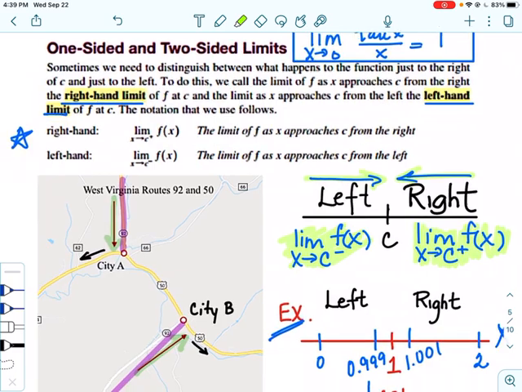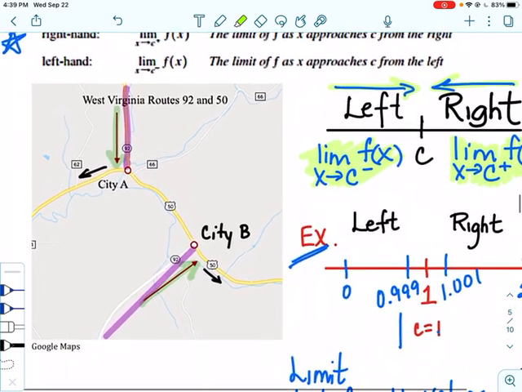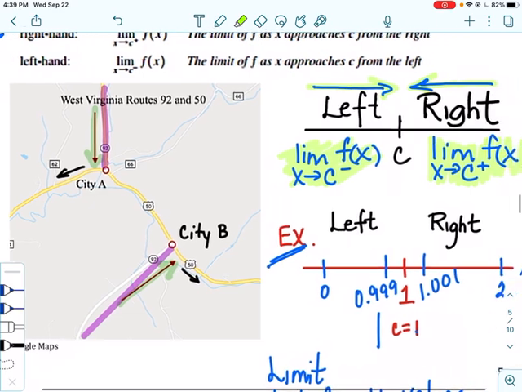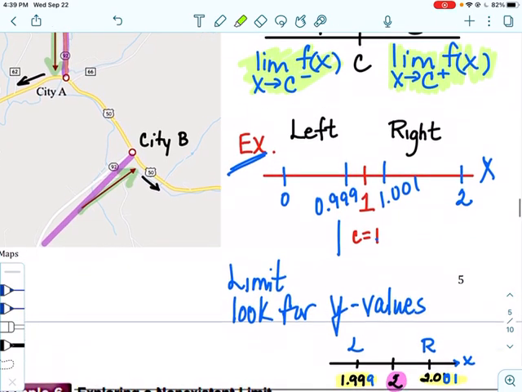So sometimes it's different. Now, when I gave you that diagram and we were talking about directions of route 50 and 92, it kind of makes sense. If I said, take 92 and then make a right turn at 50, well, which 92 are you talking about? So what we mean by left and right hand limits, there are times where they could be different and therefore the limit does not exist. So keep that in mind, and we have an example like that.